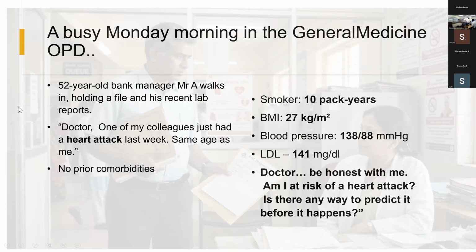So next, coming to the critical appraisal and a case scenario. On a busy Monday morning OPD in general medicine, we come across a 52-year-old bank manager who has come in holding a file and multiple lab reports. His friend had recently passed away with a heart attack 1 week back. In the lab reports, his LDL value was 141. He has given a history that he's a chronic smoker with a BMI of 27 kg/m², and his blood pressure is 138/88. His main concern is, is he at risk of a heart attack? And is there any way we can predict his risk of heart attack in the future? So how will you answer this question?